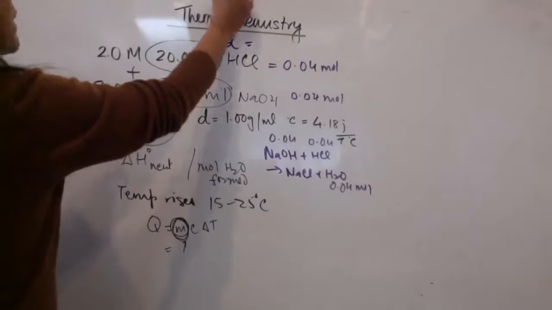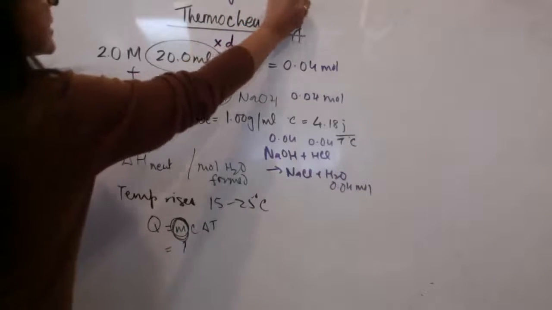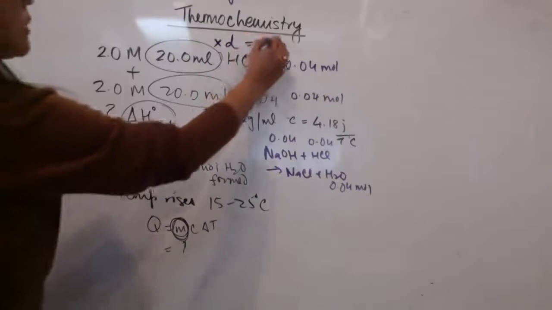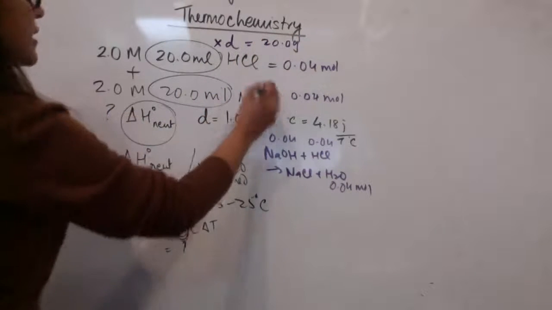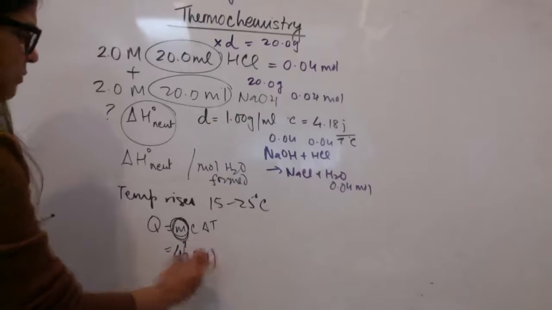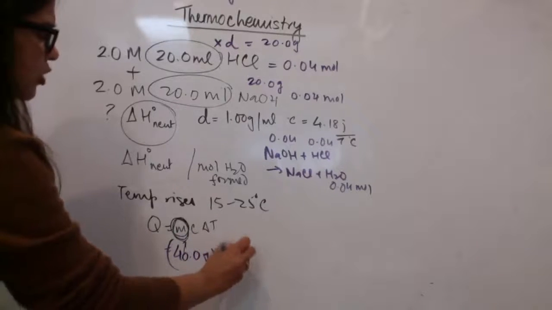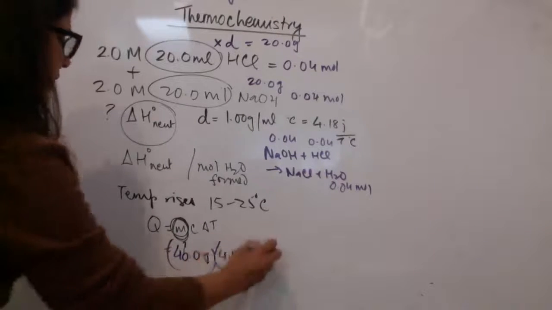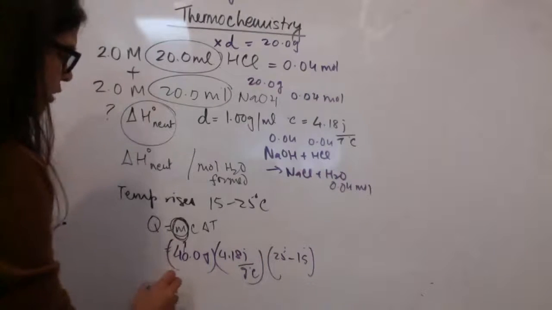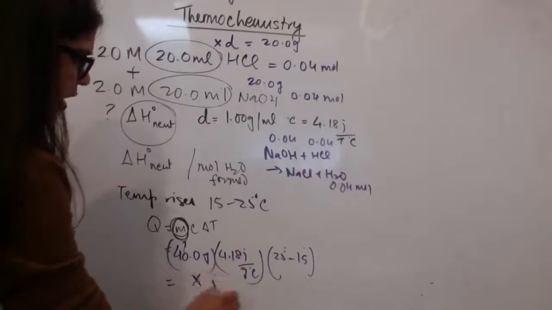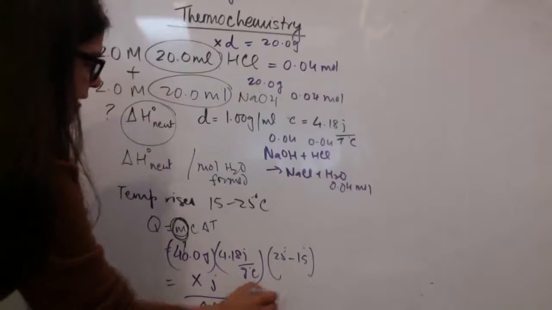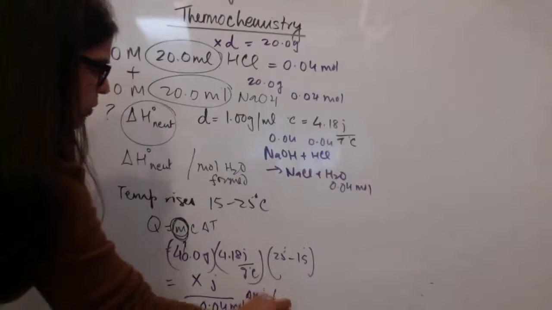So density is mass over volume, so mass is density times volume. You take this volume and multiply by the density. So it will be 20 grams, and then this one will be 20 grams. So your mass here is 40 grams. And specific heat is 4.18 joules per gram degrees Celsius. And delta T will be 25 minus 15, right? Whatever you get, let's say X joules, you divide it by 0.04 moles, and then you get the answer, delta H in joules per mole.